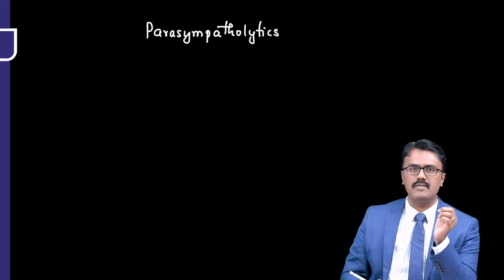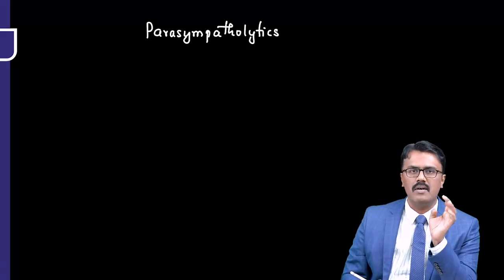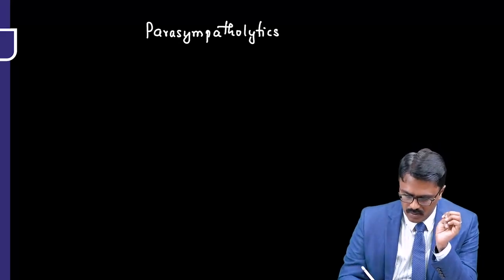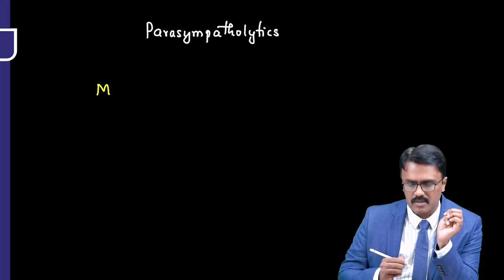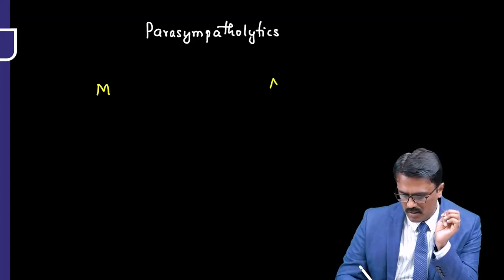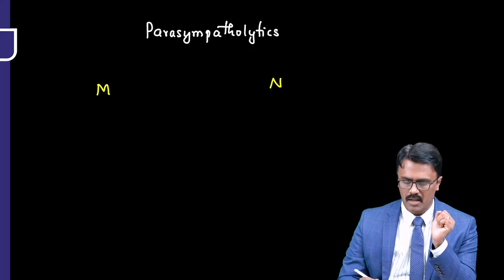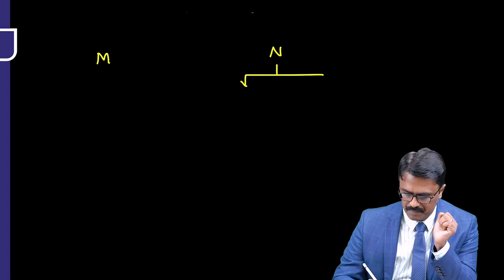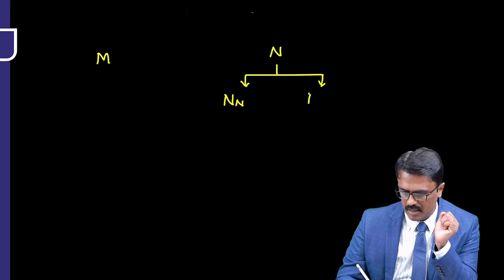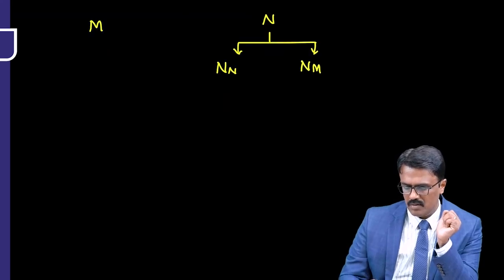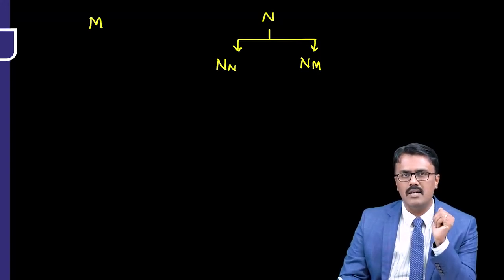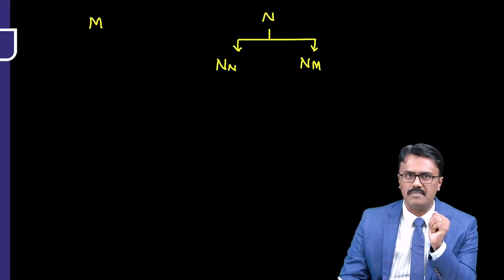Now you know that in the cholinergic system the main neurotransmitter is acetylcholine, and we have basically two important receptors. One is the muscarinic receptor and the other is the nicotinic receptor. Of the nicotinic receptor we have two important subtypes, the NN type and the NM type. We know that NN is present in ganglia and NM is present at the neuromuscular junction.